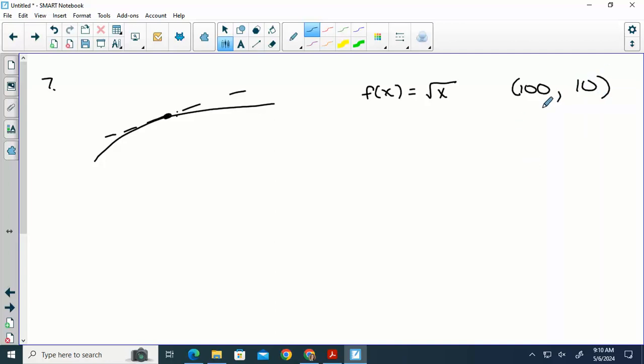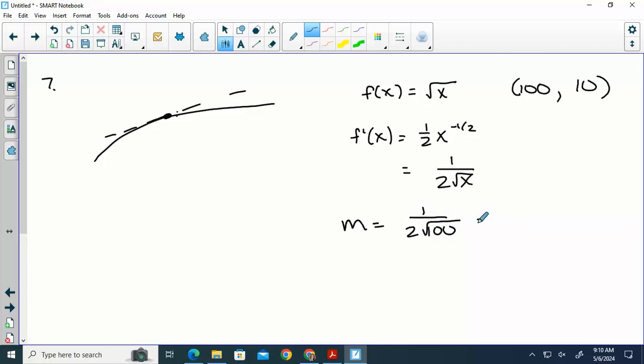If you're going to write the tangent line, you need a point and a slope. How do we get the slope of a tangent line? Okay, we have to put our x value into the derivative. So our derivative, like x to the 1/2, so 1/2 x to the negative 1/2. So that's like 1 over 2 square root of x. So to get my slope, we plug in our x. Square root of 100 is 10, so our slope is 1/20.